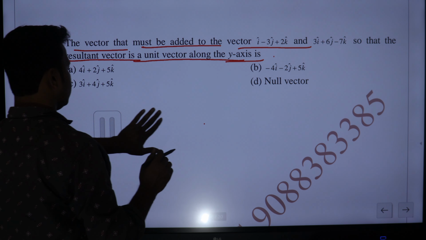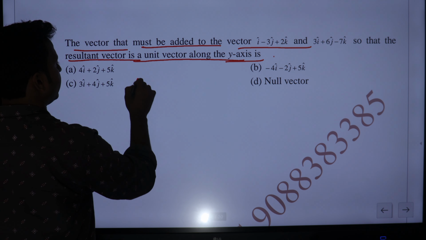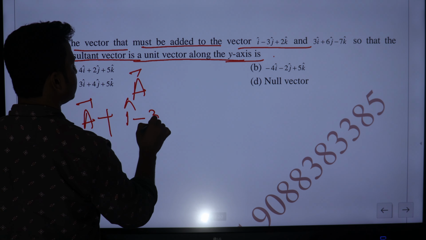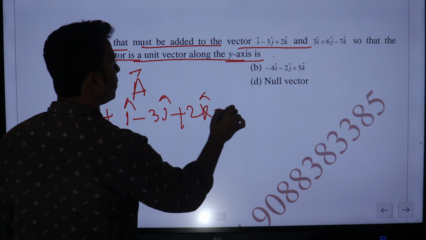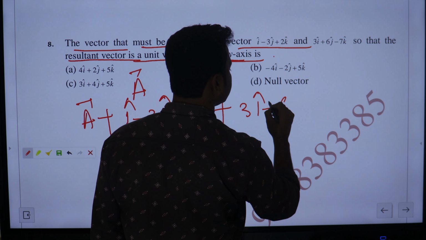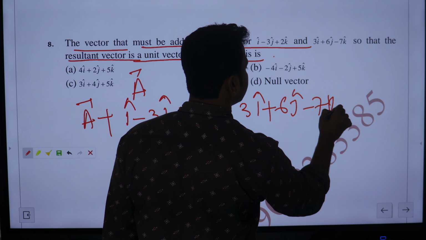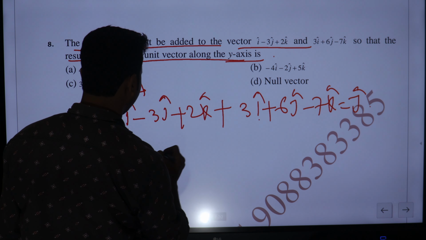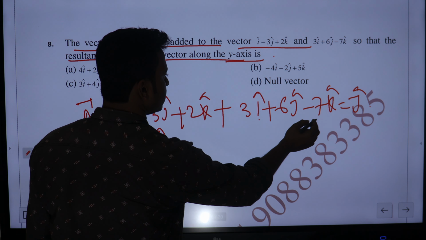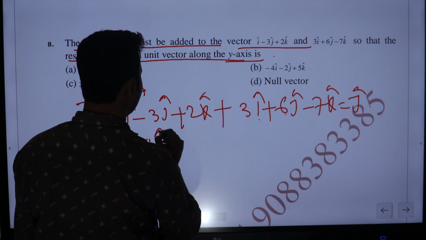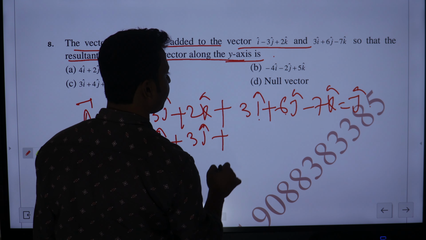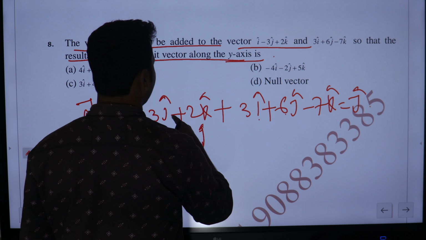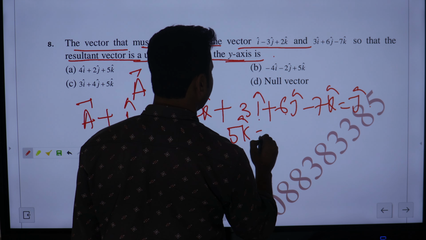Now this vector is this vector. Let a vector be the one you have to add. Then a vector plus i cap minus 3j cap plus 2k cap plus 3i cap plus 6j cap minus 7k cap equals j cap. So a vector plus, here the i cap becomes 4i cap, 6j cap minus 3j cap becomes 3j cap, and minus 7k cap plus 2k cap becomes minus 5k cap, equals j cap.